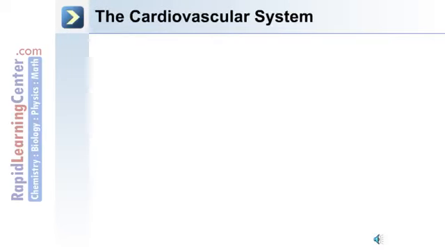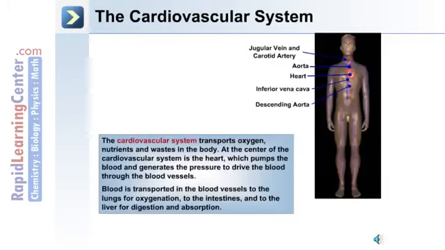The cardiovascular system. The diagram on the right depicts the major components of the cardiovascular system. Central is the heart, which pumps the blood and generates the blood pressure. The aorta, which is the major artery off the heart, and the blood vessels that feed and supply the neck and head are the jugular vein and carotid arteries.